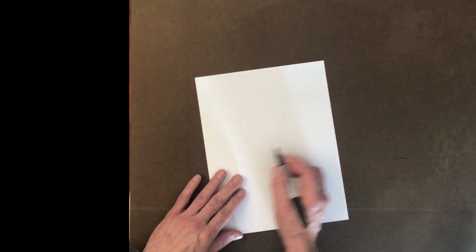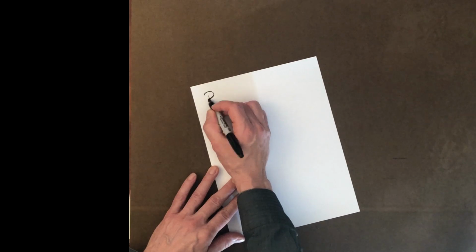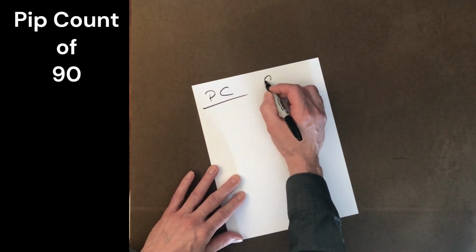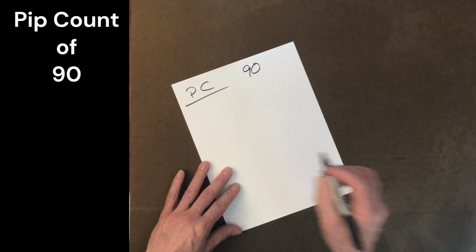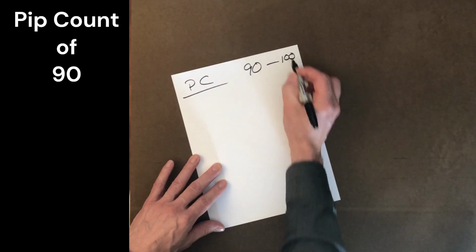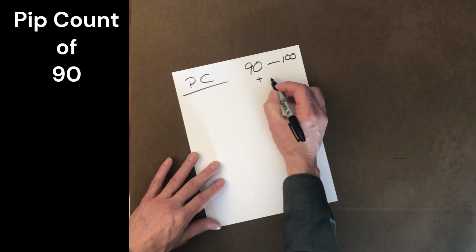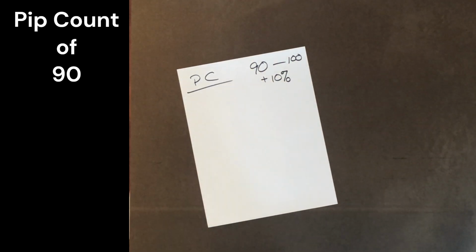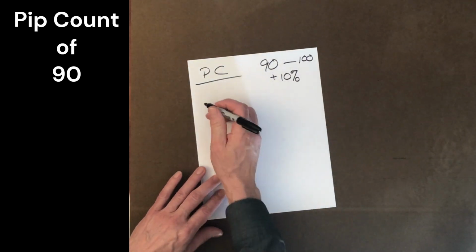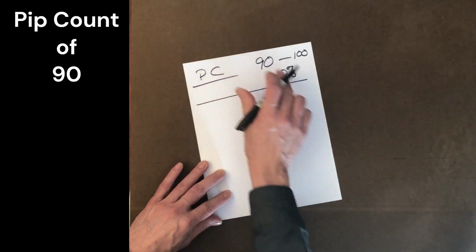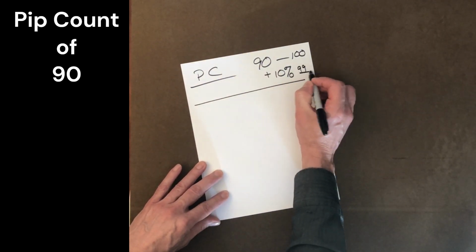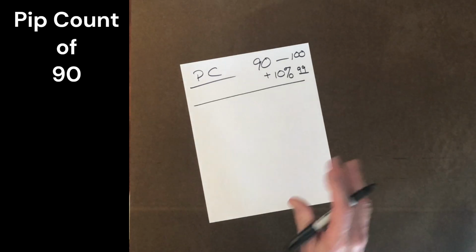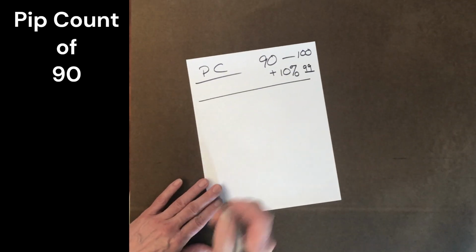Our next one, we have a pip count of 90. Now how do we get to 100? We're going to add 10%. Remember that part 2? Adding and subtracting 10%? Here's where it comes in. Adding 10%, it gets us to 99. It doesn't get us to 100. That's close enough. It's more than close enough.